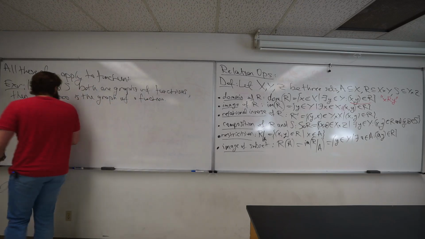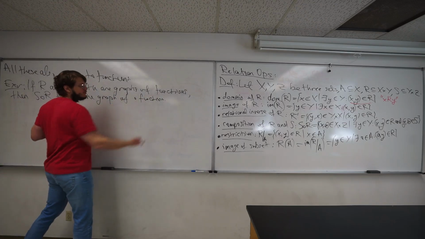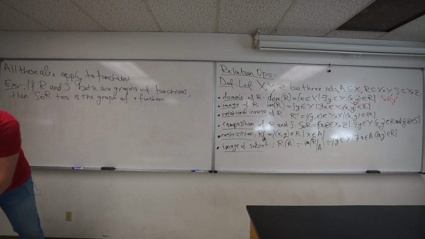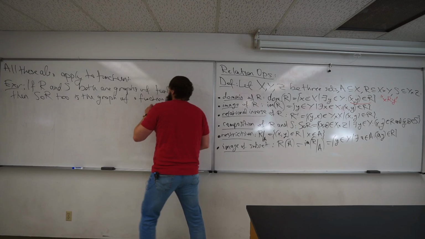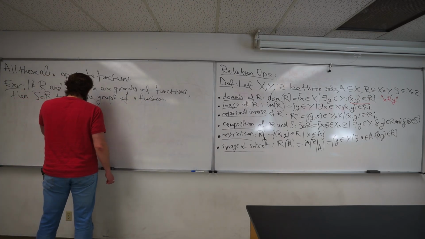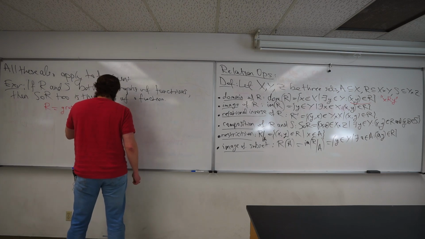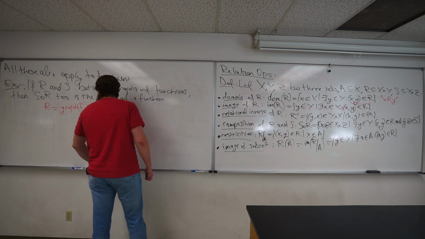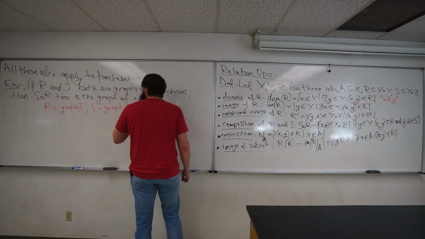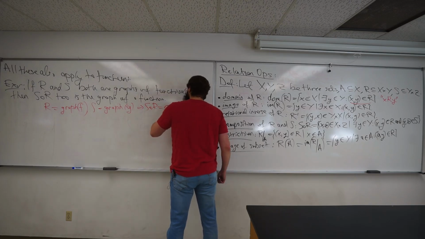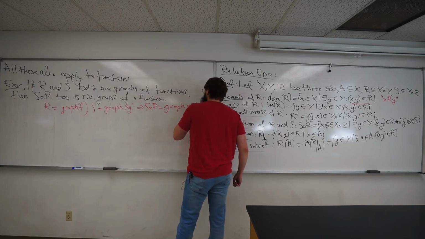And of course, this function is denoted by the composition of the associated functions. So maybe I can write it like so. If R is the graph of F and S is the graph of G, then S composed with R is the graph of G composed with F.